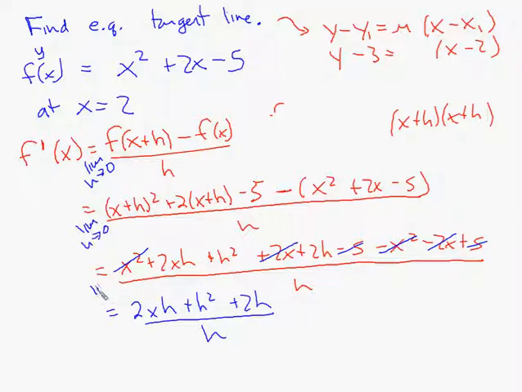Now, I want the value of the derivative at 2, specifically. So I do f prime of 2. So I put a 2 into here, and I get 4 plus 2, which is 6. So that's the slope of my tangent line. 6 goes there, and now I've answered the question.